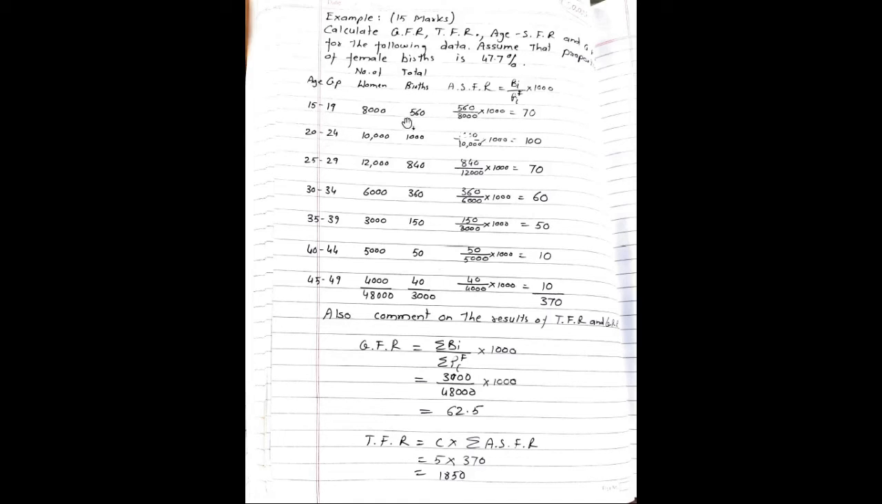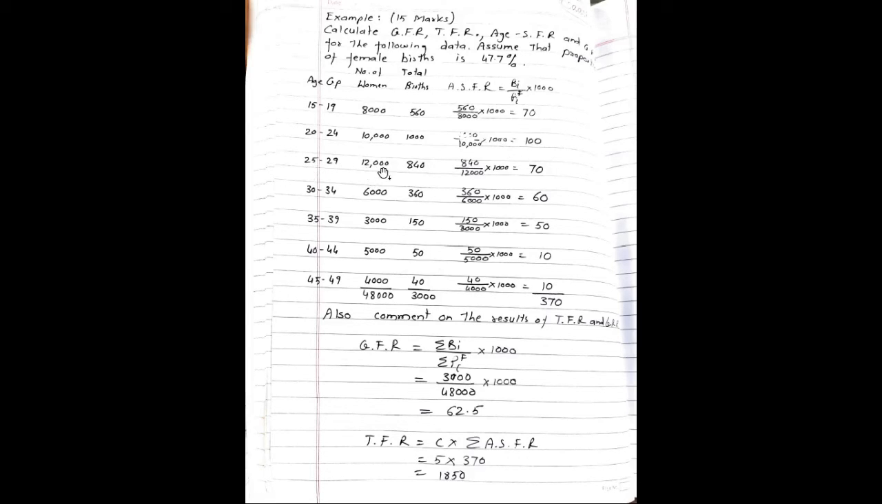Number of women are 8000. Total births are 560. So ASFR calculation is BI upon PIF into 1000, which is equal to 560 upon 8000 into 1000, which is equal to 70. Second age group is 20 to 24. Number of women are 10,000. Total births are 1000. So ASFR calculation is 1000 upon 10,000 into 1000. So the answer is 100. Next age group 25 to 29.